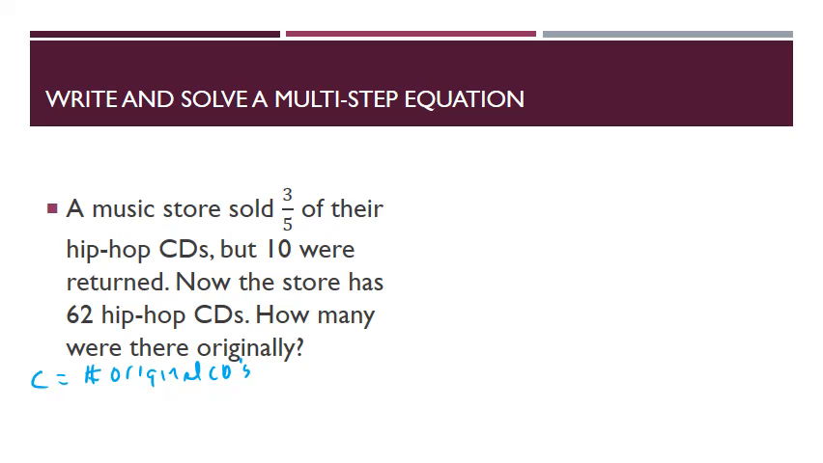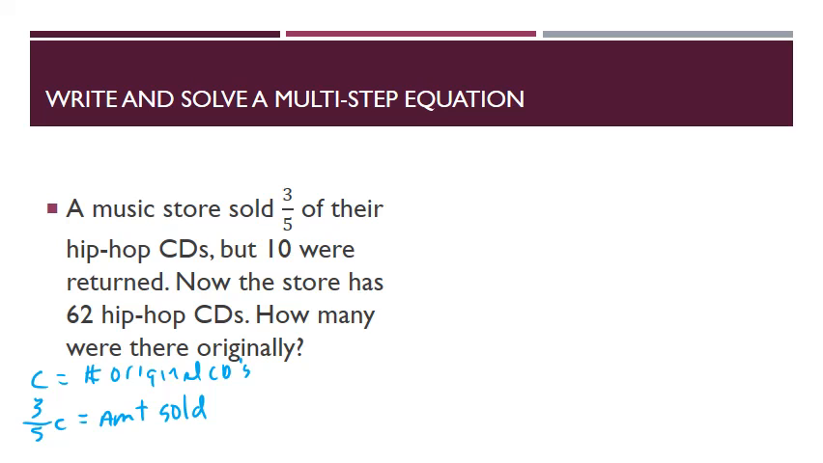So how many we had originally. Now we sold 3/5 of those. So we could say that the amount sold is 3/5 of C. That's the amount sold. But we also know that 10 were returned, and we now have 62.